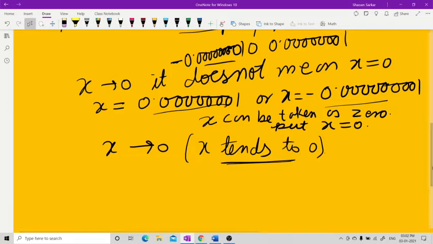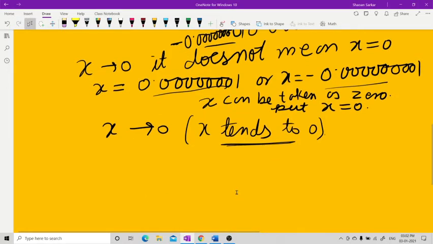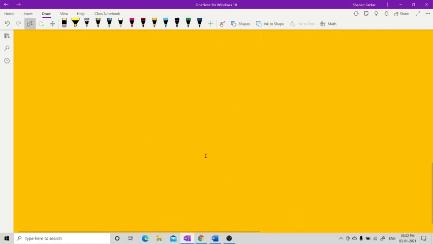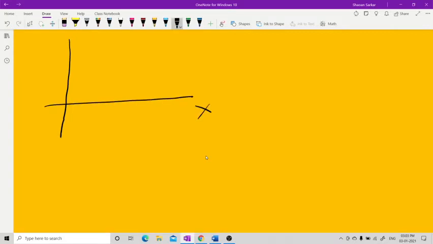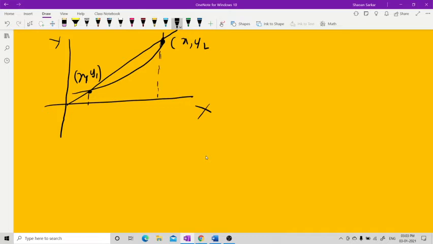The next concept that I need to tell you is this. Suppose you have this x and y coordinate. This is your x coordinate, this is your y coordinate. This is a curve of some part. This is a line cutting this curve somewhere. This point is x2, y2. This point is x1, y1. I draw these dotted lines.